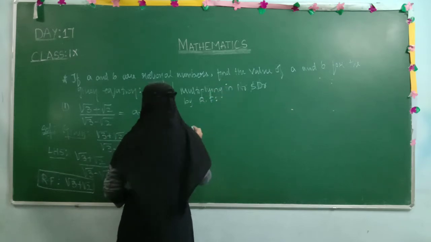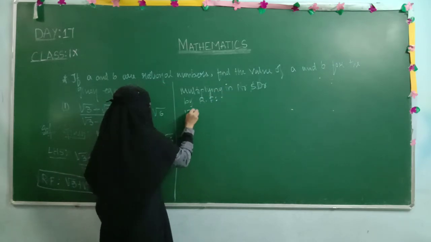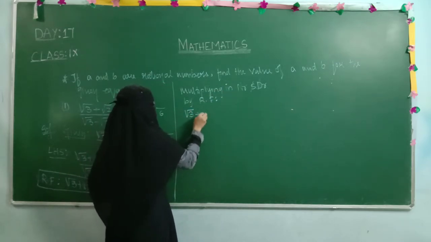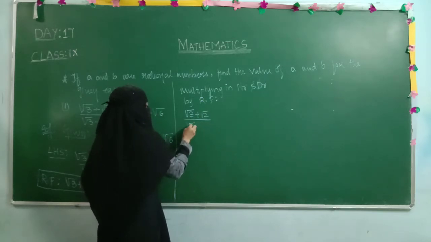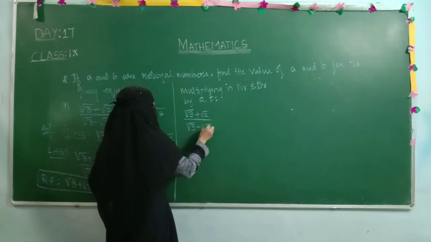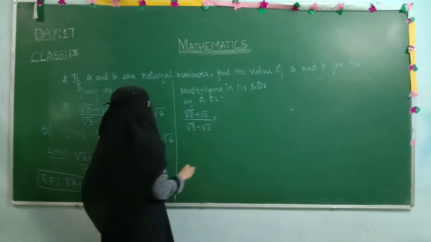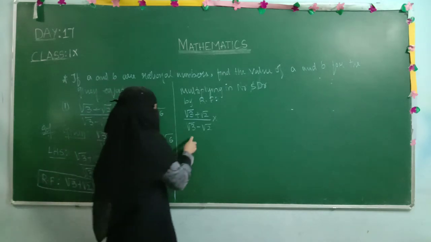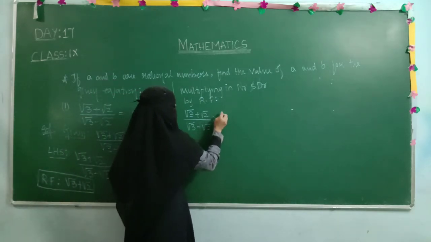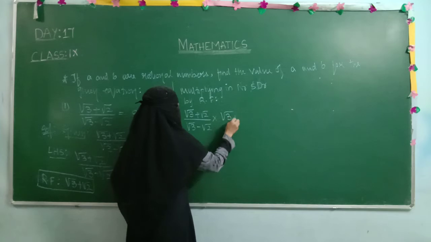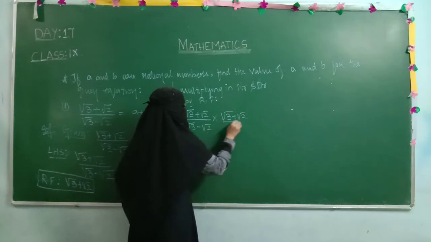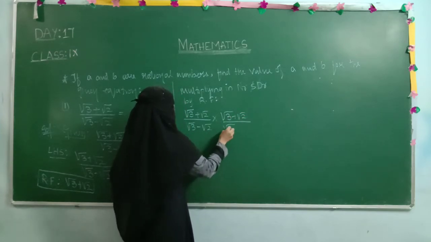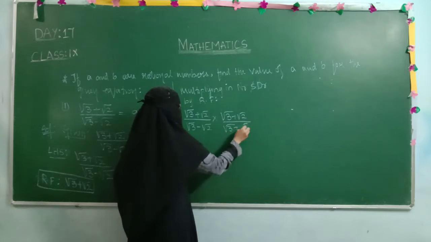Okay, so what is the question? Root 3 plus root 2 by root 3 minus root 2. To this we have to multiply rationalizing factor in the numerator and denominator. So what is the rationalizing factor? Rationalizing factor is root 3 plus root 2 by root 3 plus root 2 again.